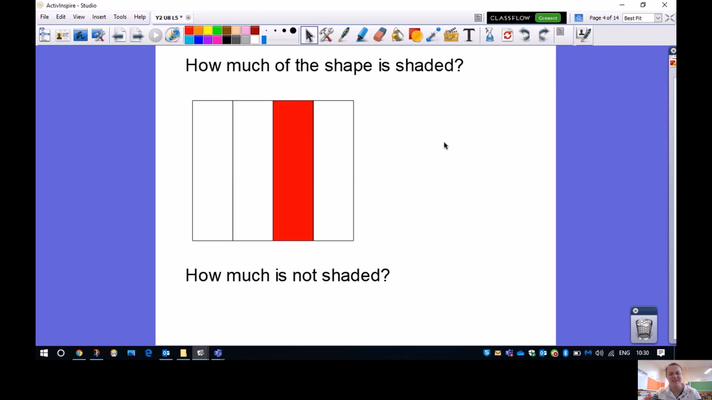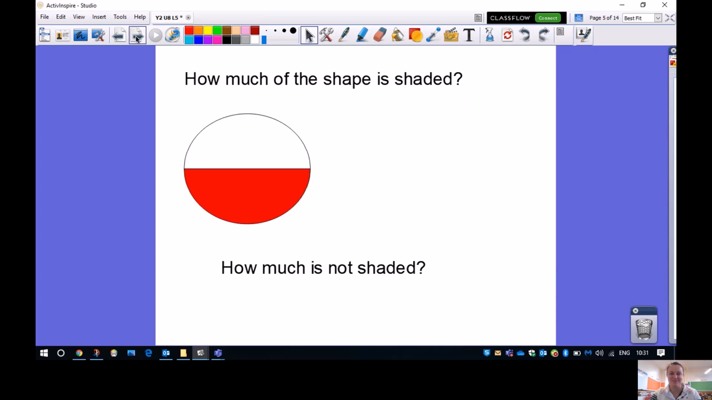So how many parts have not been shaded? Well, we know that our whole is 4. 1, 2, 3. 3 out of the 4 parts have not been shaded, and we call this 3/4. 3/4 of this shape have not been shaded in. Your turn. How much of the shape is shaded and how much is not shaded?